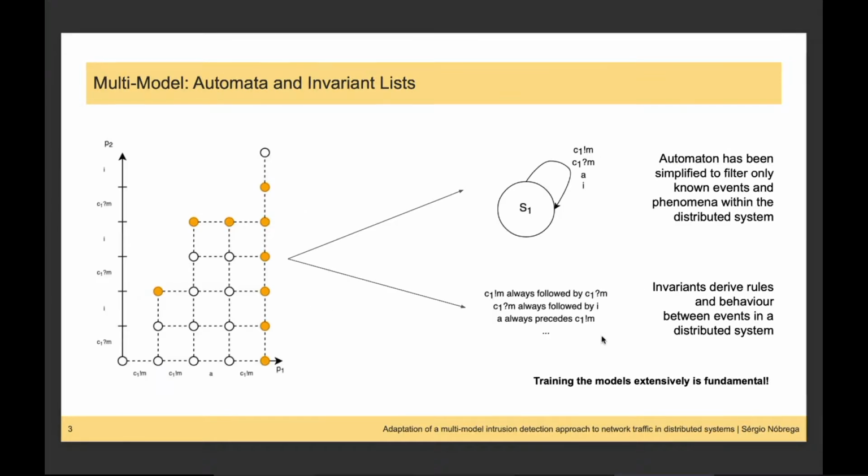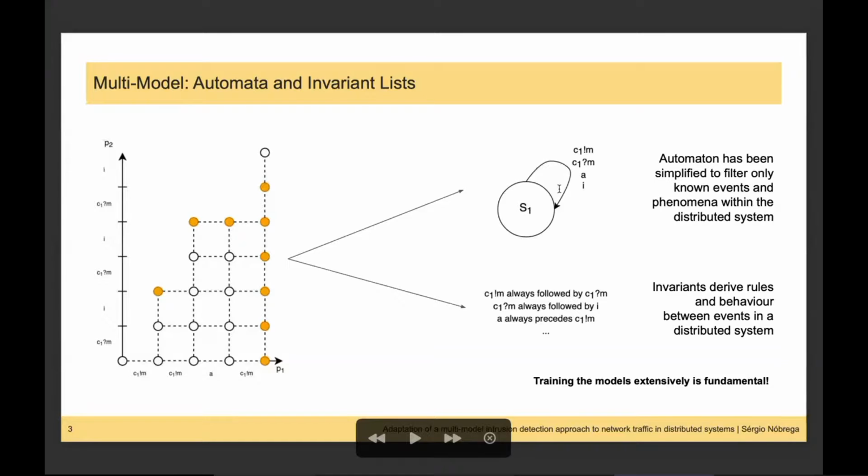So here you have a simple presentation of the type of models that were built using the lattice. As I said in the beginning, it's a multi-model approach, but the fact is that both the two models that we are using are derived from the same structure, which is the lattice. So the first model is a simple automaton.